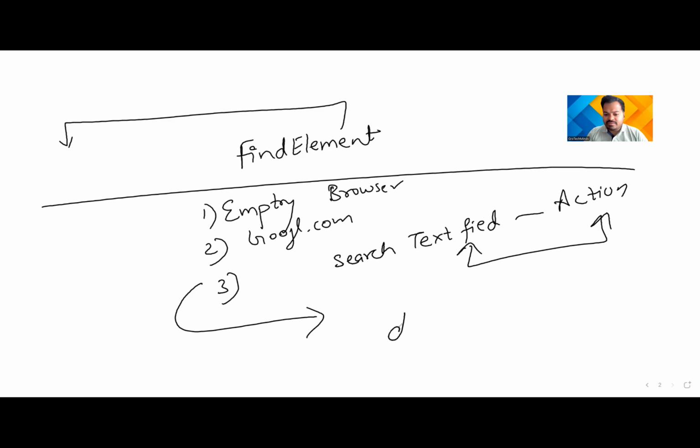It should be done in this way: driver dot find element by which locator? Let's say name locator. Okay, what is the value? Let's say q. I hope you remember q means query. We learned yesterday. And I hope you all remember that after that only we performed an action like dot send keys.